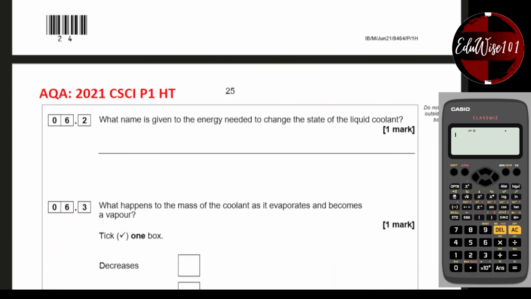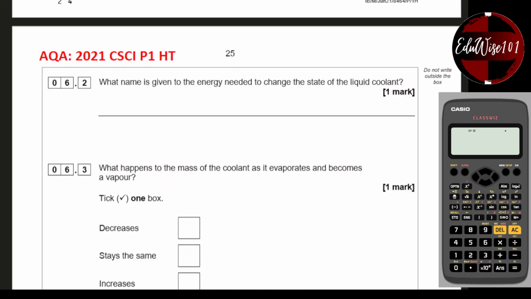Question 6.2. What name is given to the energy needed to change the state of a liquid coolant? You're trying to evaporate it, which means the name given to the energy needed is the latent heat of vaporization. You're trying to change it from a liquid to a gas.